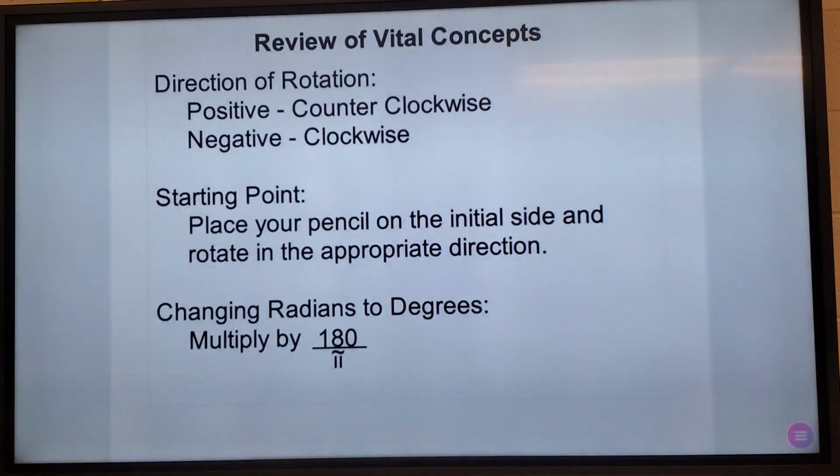If you are given a negative one at first, you are going to go clockwise. So again, you're going to start with that initial side and then you will go down. Okay, your starting point will always be where you place the pencil on the initial side and then rotate in the appropriate direction that was just mentioned. Changing from radians to degrees, like I stated for number 2 there, you're going to multiply by 180 over pi and change that to degrees because that's a little bit easier to work with.